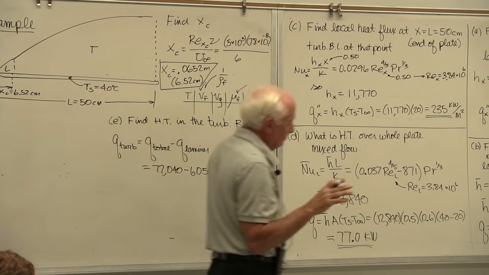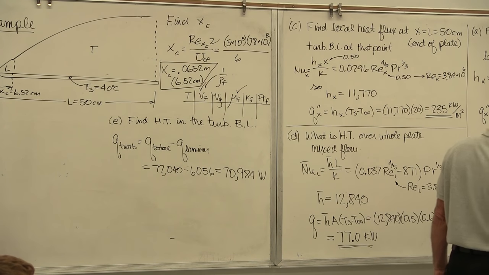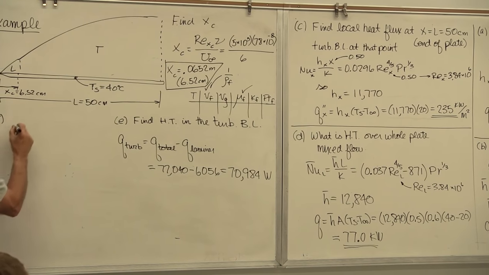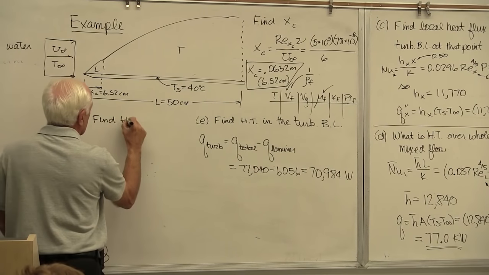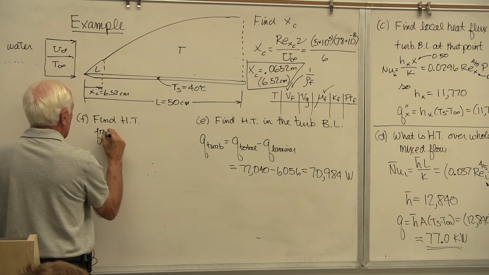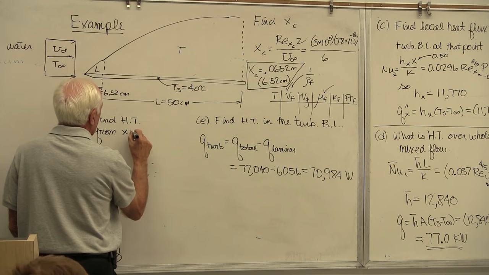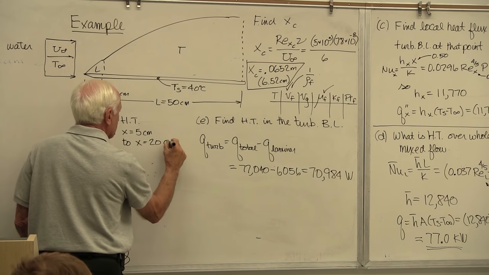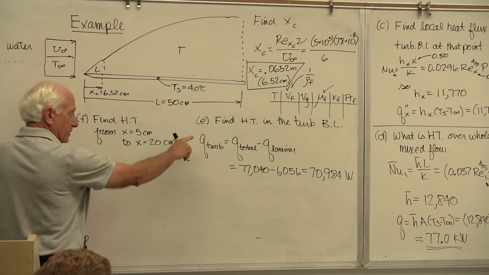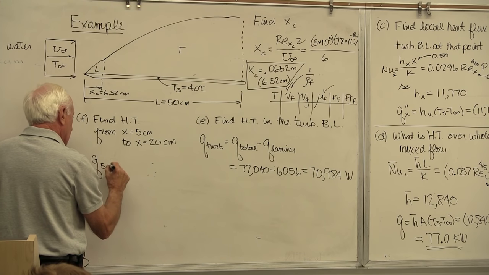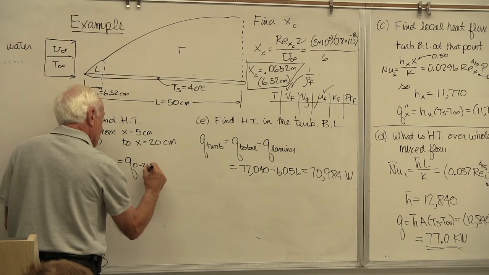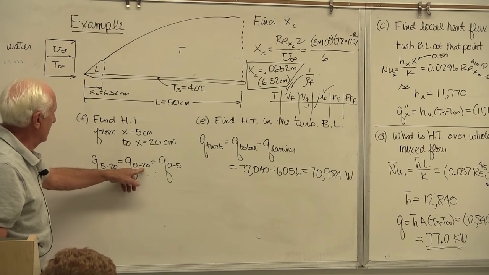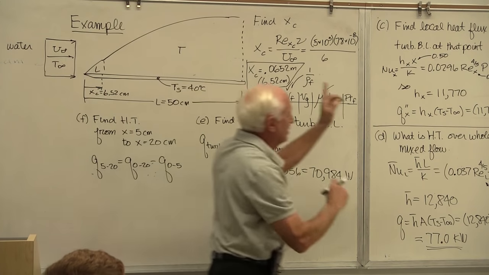The only important equations on flat plate flow are over there on that side of the board. Everything you need to solve homework or problems like this. I'll do one more. Somebody says, I want to find a heat transfer from x equal 5 centimeters to x equal 20 centimeters. What do I do? Just like part E, Q from 5 to 20 equals Q from 0 to 20 minus Q from 0 to 5. 0 to 20, there to there. What is it? Mixed flow.